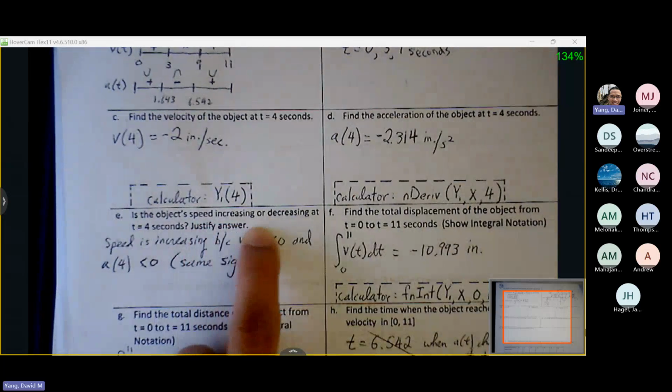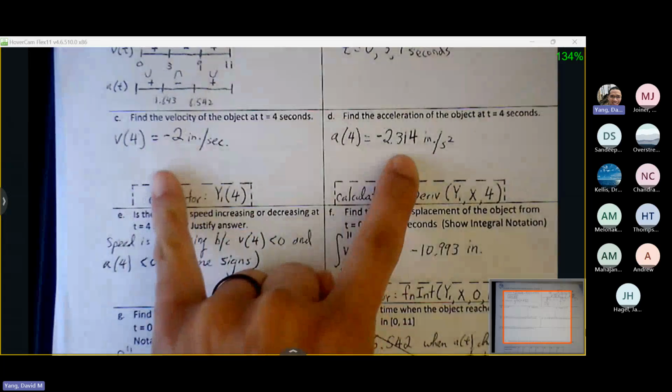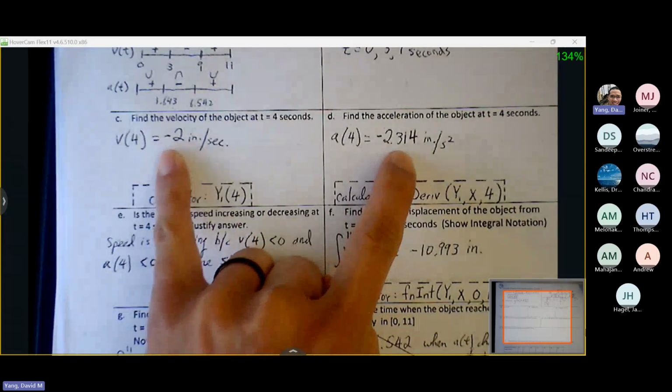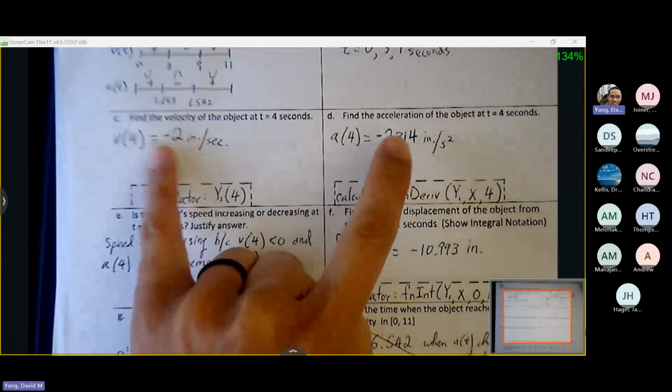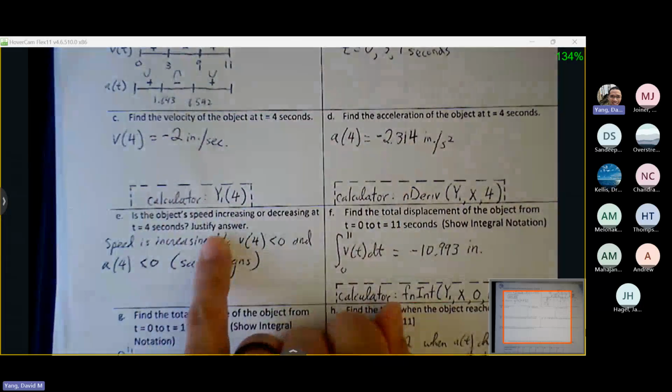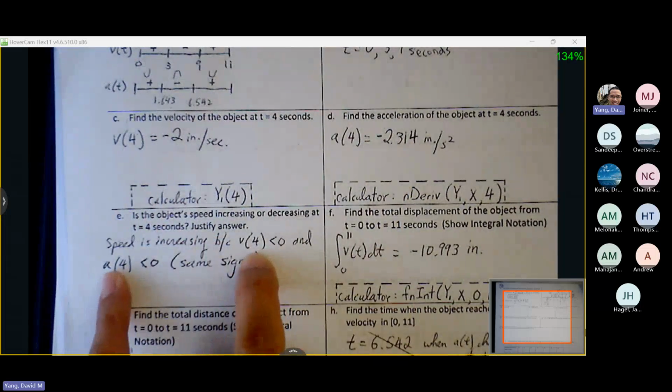Is the object's speed increasing or decreasing? So we compare our velocity and acceleration. If we have the same signs, then speed is increasing. If we have different signs, if one is positive and the other is negative, then speed is decreasing. And make sure that you are naming the function you're comparing.